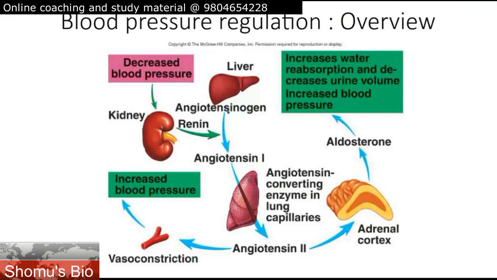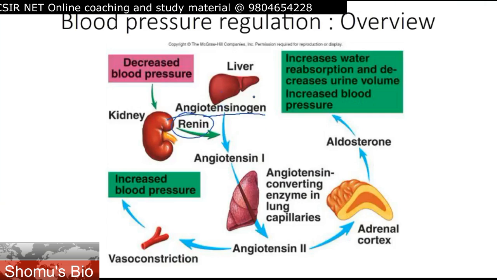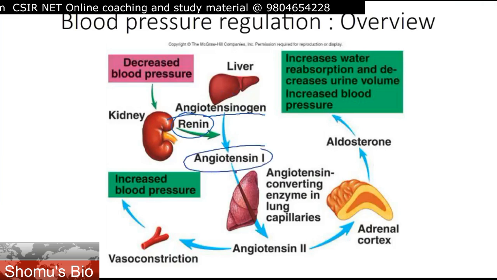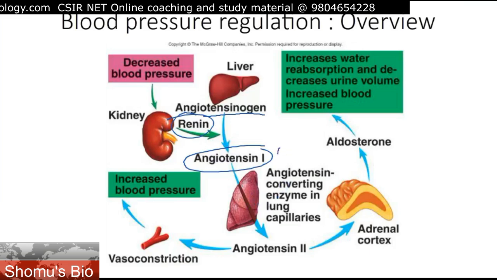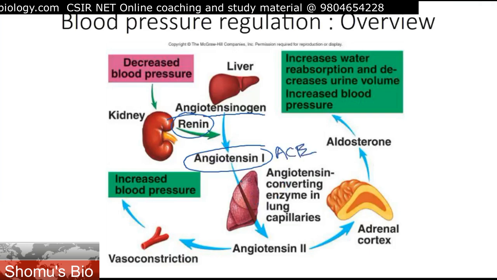So if the blood pressure is decreased, what will happen? In that case, the kidney will release renin, and renin will cause the angiotensinogen, which is produced by the liver, to be converted into angiotensin 1. Angiotensin 1 moves to the lungs, because in the lung capillaries there is an enzyme known as angiotensin converting enzyme, or ACE, that converts angiotensin 1 to angiotensin 2.